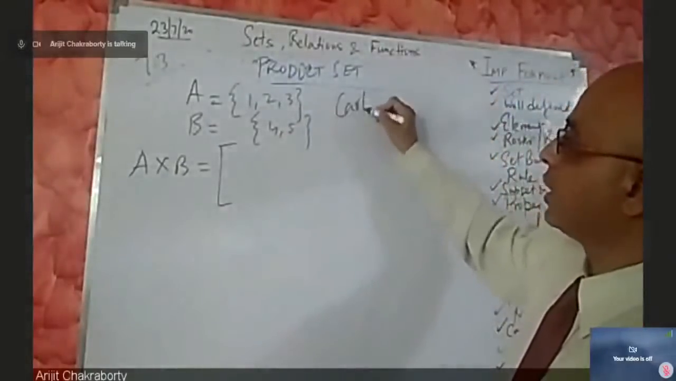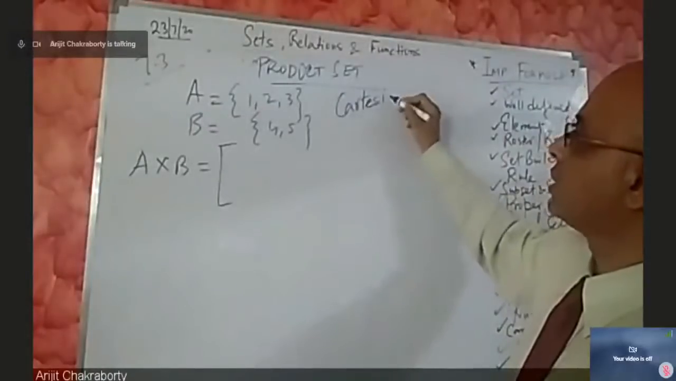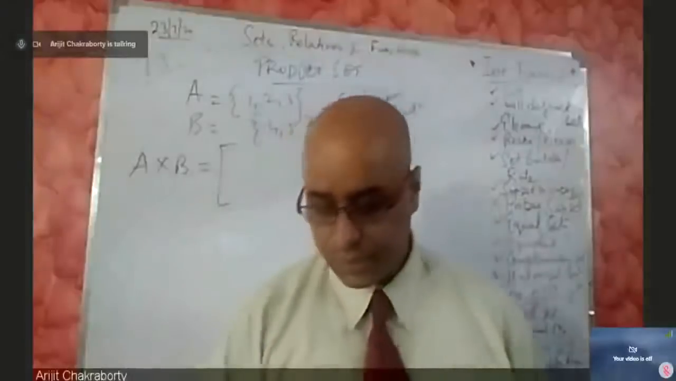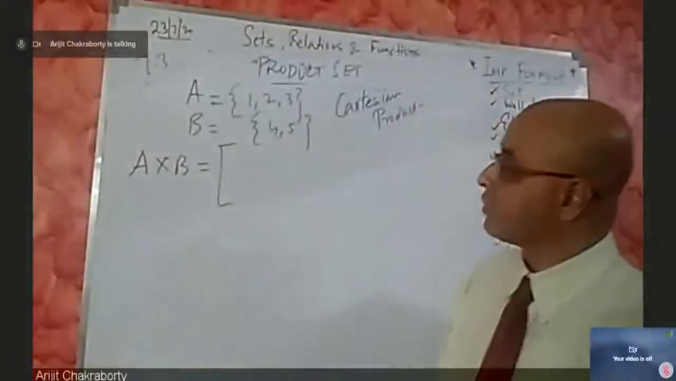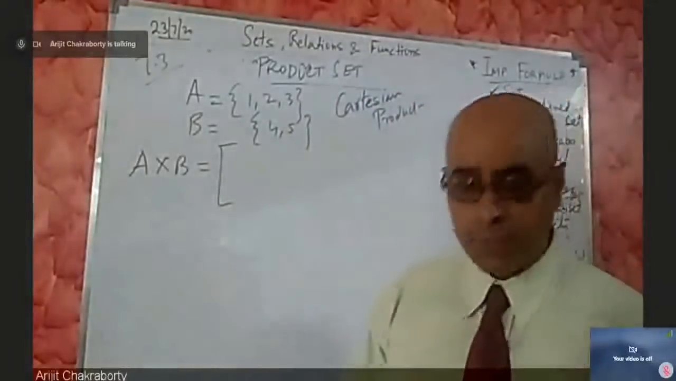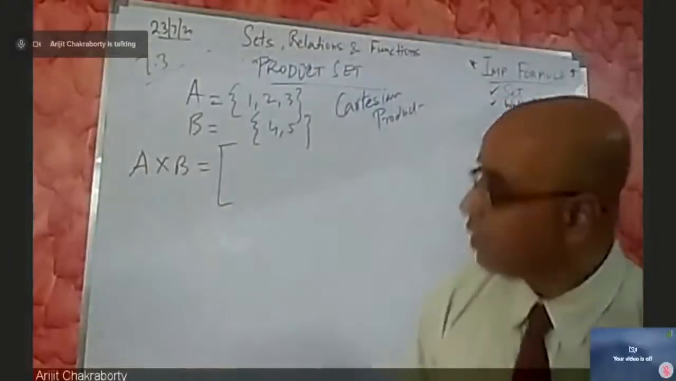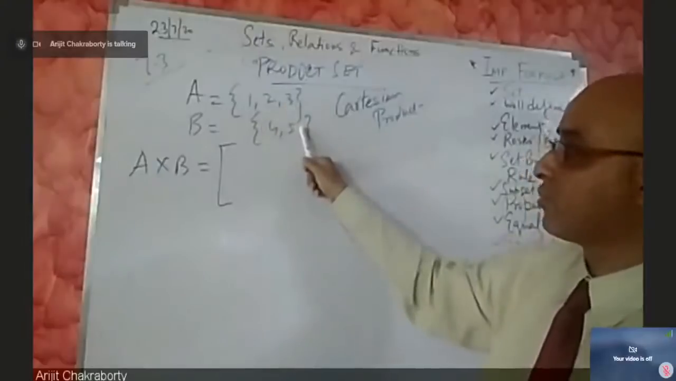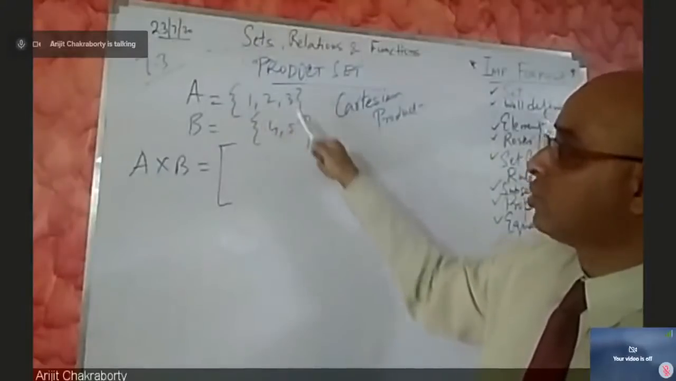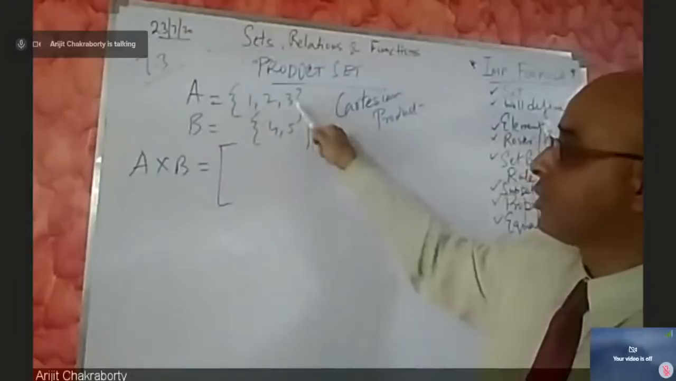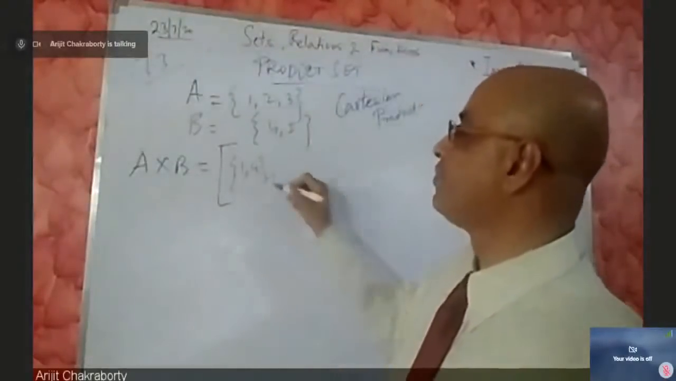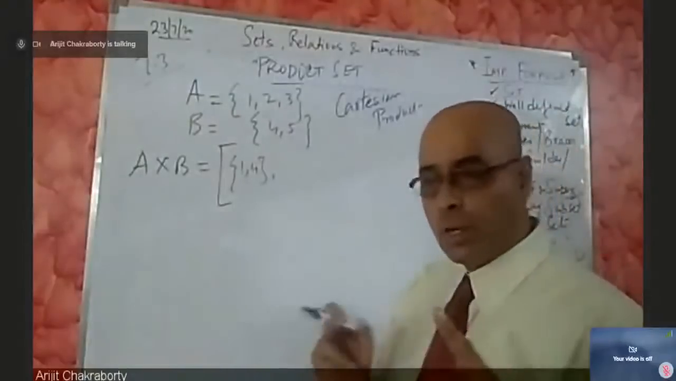Cartesian product sets. So the multiplication will be like this. Let me show you the order first: 1,4; 1,5; 2,4; 2,5; 3,4; 3,5. So first is 1,4. So the pair (1,4) comes first.